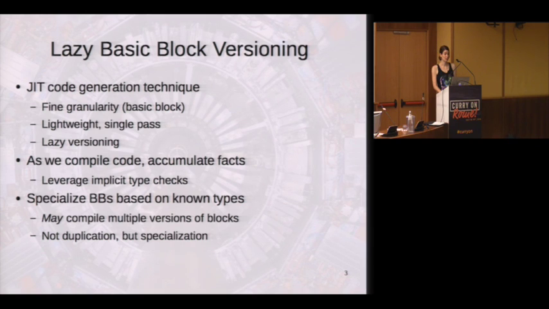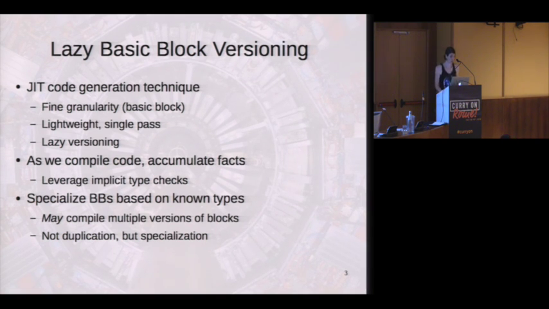So lazy basic block versioning, introduced in previous work, works at a fine granularity. So it generates code one basic block at a time, as opposed to method-based code generation. It's lightweight and it works in a single pass. And it generates block versions lazily. So it generates machine code lazily and is able to compile only parts of a function that are actually executed.